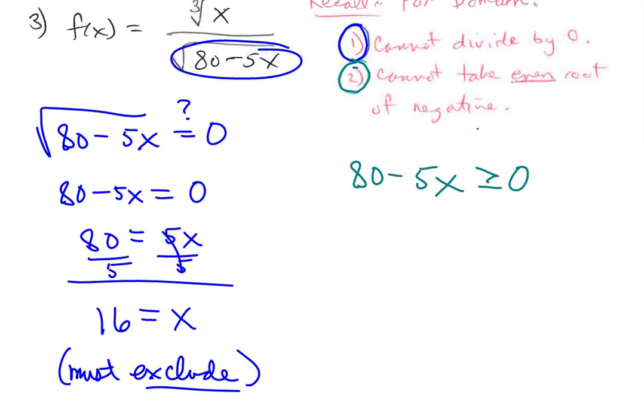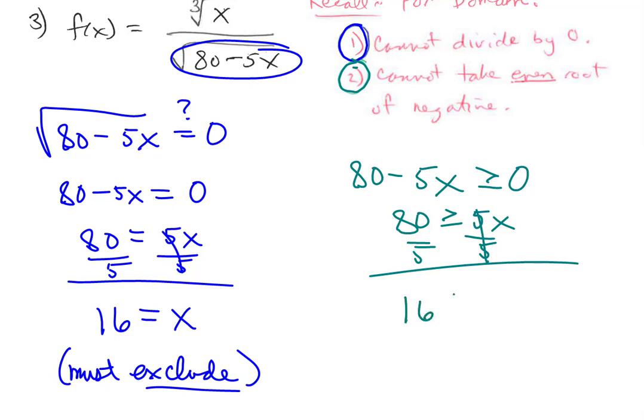Okay, if I do the algebra to solve this, like we just did with the previous inequality, we'd end up with an 80 on the left side. If I just add 5x to both sides, I'll have 80 is greater than or equal to 5x. Divide by 5 on both sides. Of course, I'm dividing by a positive 5, so I don't have to flip the inequality here. I would have 16 on the left side is greater than or equal to x on the right side.